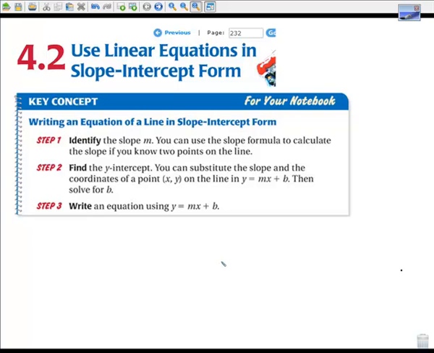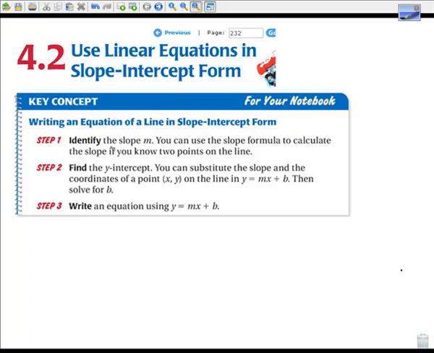Lesson 4.2 is called Using Linear Equations in Slope-Intercept Form. Basically what you're going to do is you're going to be given a slope and you're going to need to find the y-intercept so that you can write the equation of the line. And that's what this is saying.